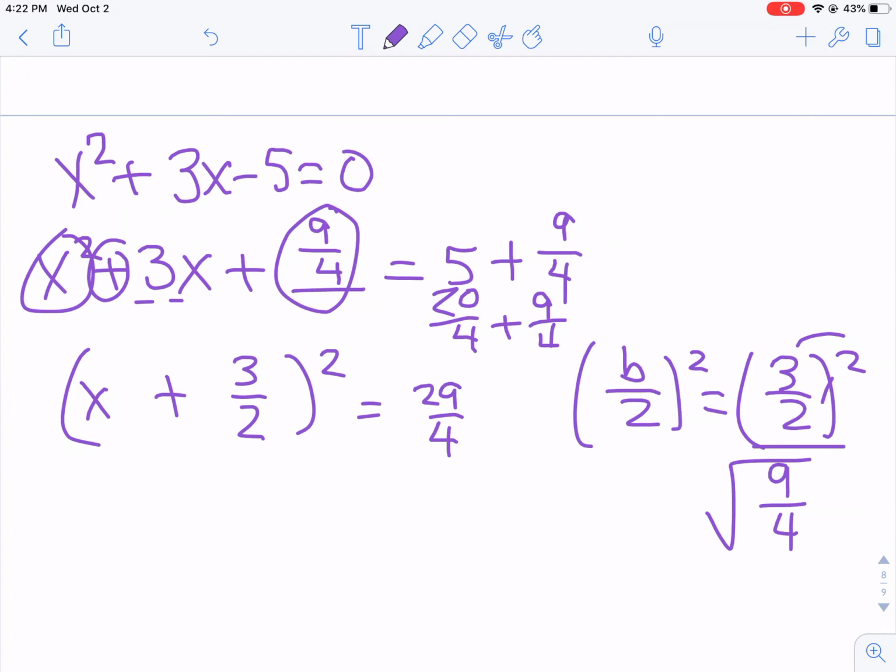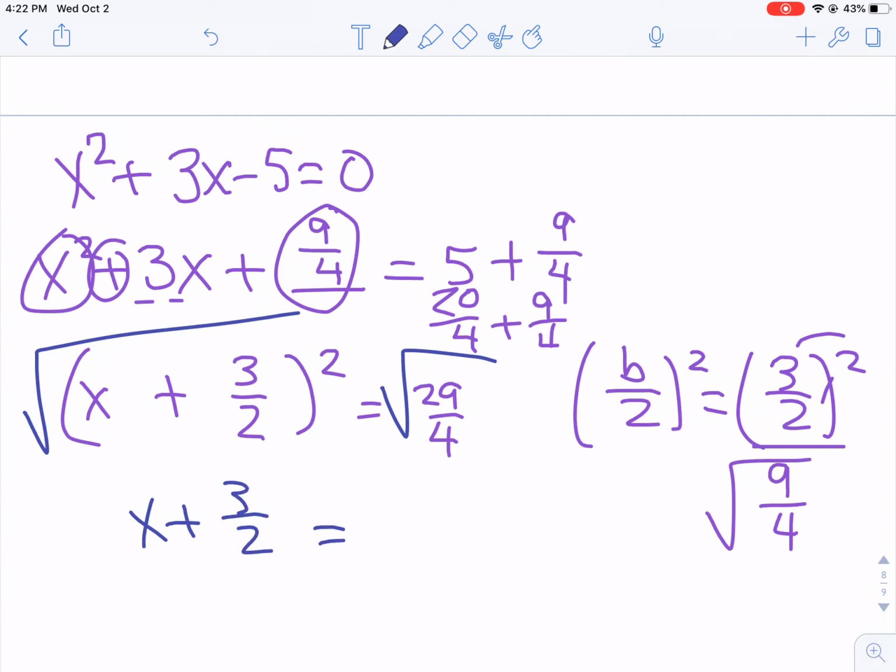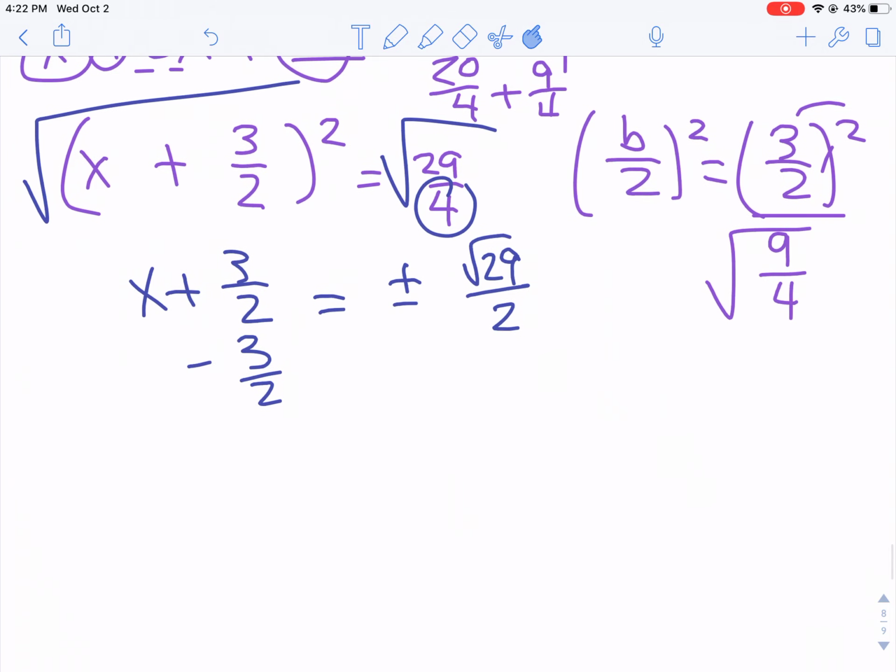So now I can peel my onion, so I can solve. I square root both sides, and I get x plus 3 over 2 equals plus or minus the square root of 29 over 2, because the square root of 4 is 2. Now I'm going to solve this by subtracting 3 halves from both sides. So this gives me x equals negative 3 halves plus or minus square root of 29 over 2.